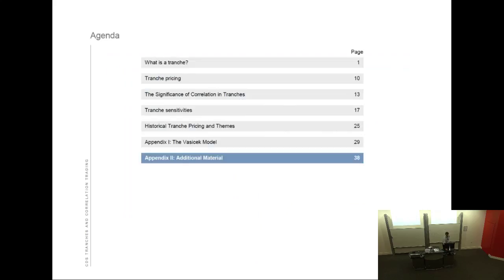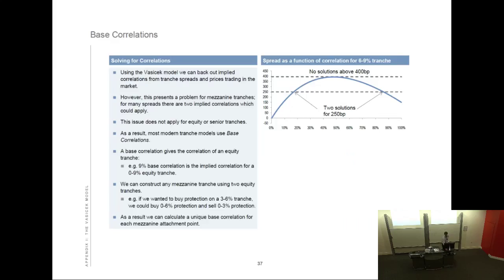Okay, and one more thing to mention is the concept of base correlation. So if you Google, or if you ever come across it in a tranche context, if you look at pricing in tranche, you will probably hear the word base correlation. So tranches in the market normally, when they talk about the correlations used to price tranches, people talk about base correlations.